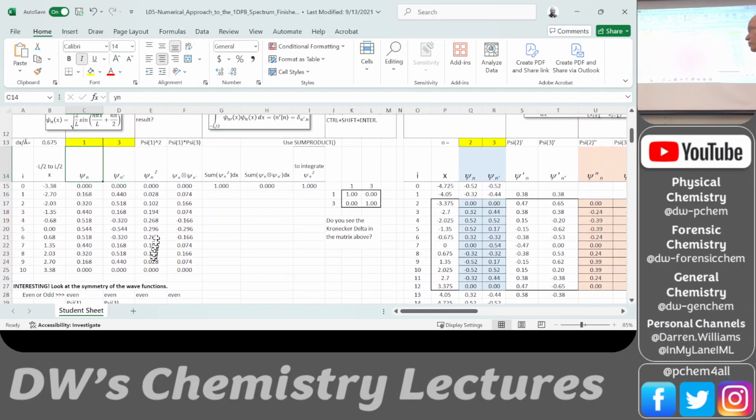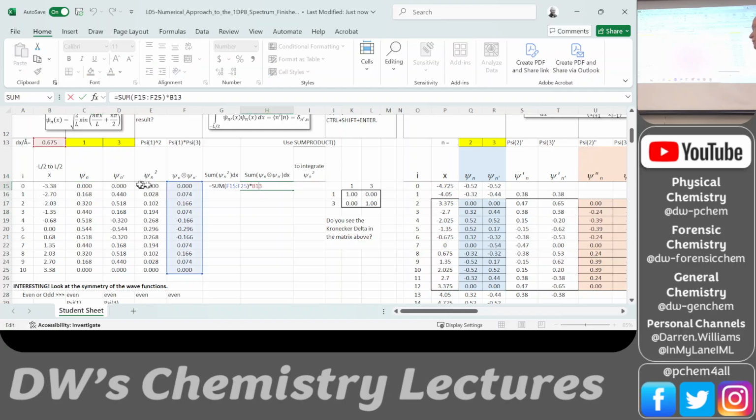Then we can square those wave functions. If we have n equals 1 times n equals 3, we square that. If we add all that together, the sum of that integral is equal to 0. This is wave function times wave function. See, it's this wave function times that wave function. When we sum all the way down, you have positive pieces, we have negative pieces, they cancel out, and we end up with 0.